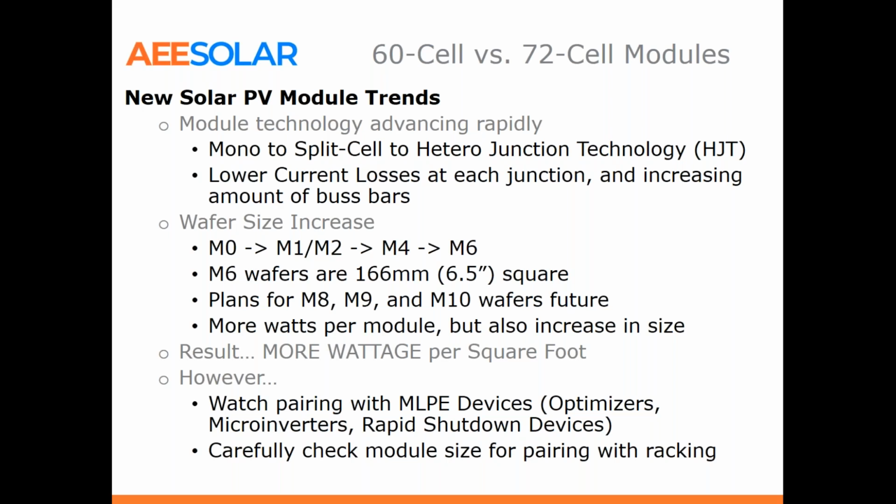And also carefully pick with rapid shutdown devices as well, just to make sure that you're within the operating parameters of those. Also, please check your module sizes when you're pairing with racking. SnapNrack, for example, had to completely redesign their racking rails and go to larger standard rails because the module sizes went from 39.5 to 40, and now we're even seeing 41-inch wide modules, and that would not fit our standard rail, especially for the ground racking systems.